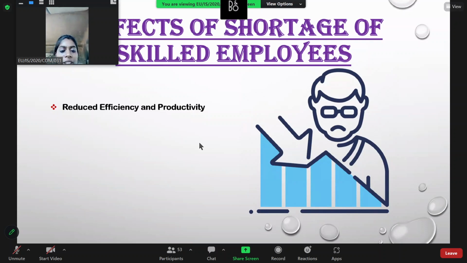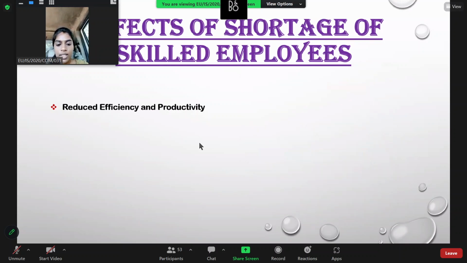Reduced efficiency and productivity. A shortage of skilled employees can lead to increased workload on existing staff, potentially resulting in reduced efficiency and productivity. Overburdened employees may struggle to meet customer demands, leading to delays in service delivery, processing errors, or inadequate customer support.